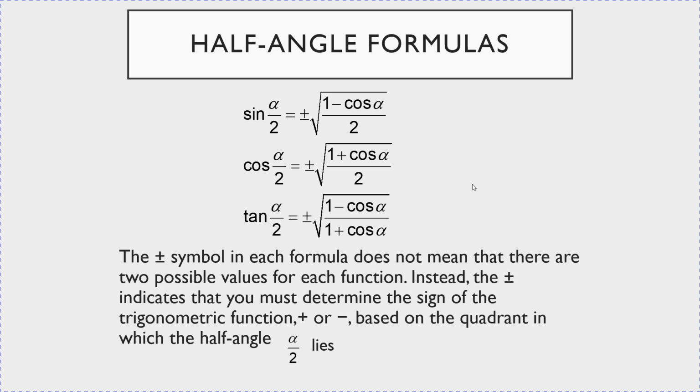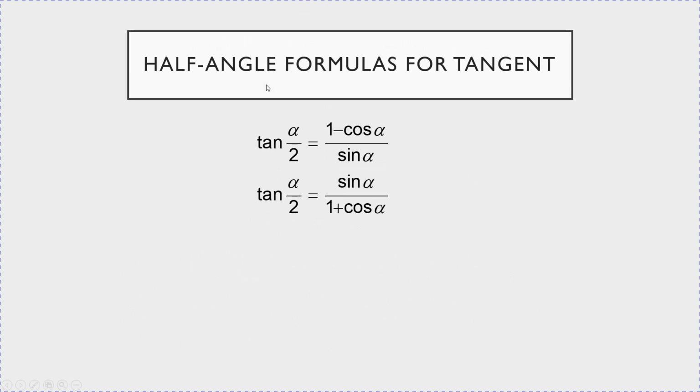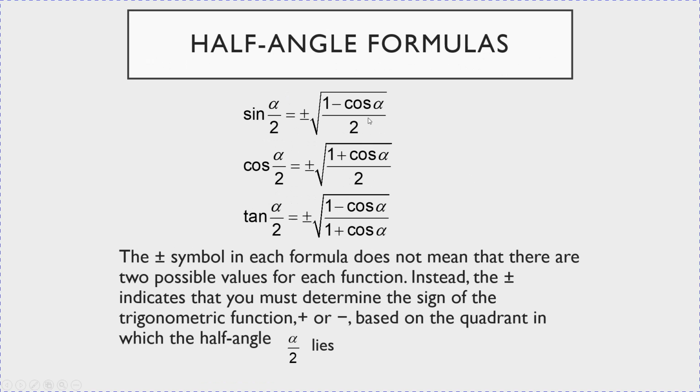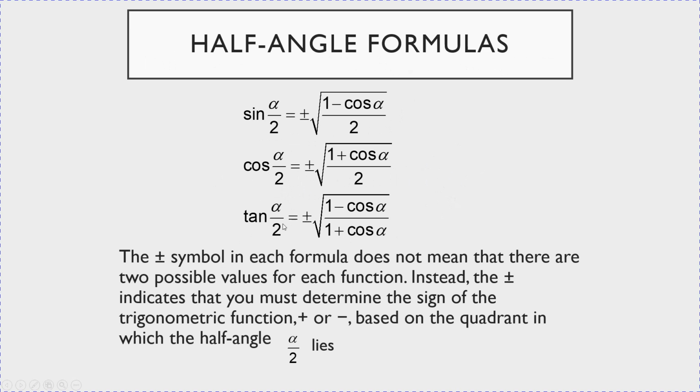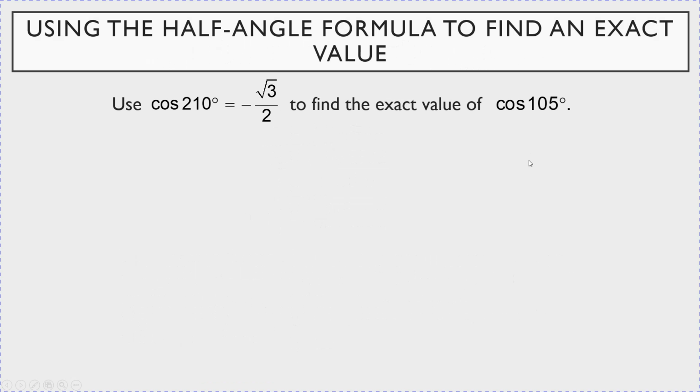All right, so here's an example. And I'm sorry, here are some other alternative forms of the half angles. So tangent of alpha divided by 2 is also equal to 1 minus cosine of alpha divided by sine of alpha, and tangent of alpha divided by 2 is equal to sine of alpha divided by 1 plus cosine of alpha. All right, sorry about that. So a little bit more of an extension here.